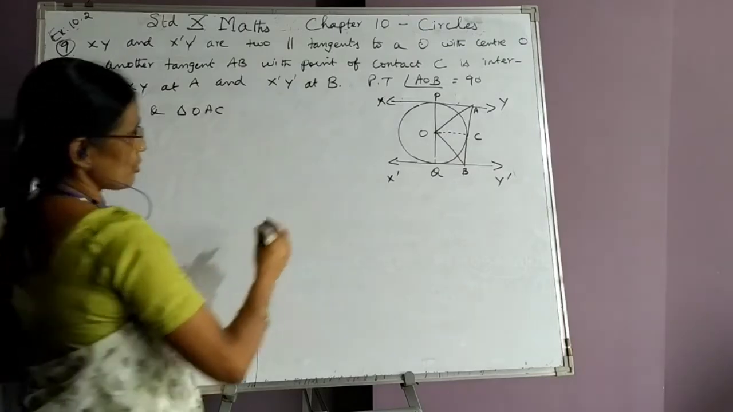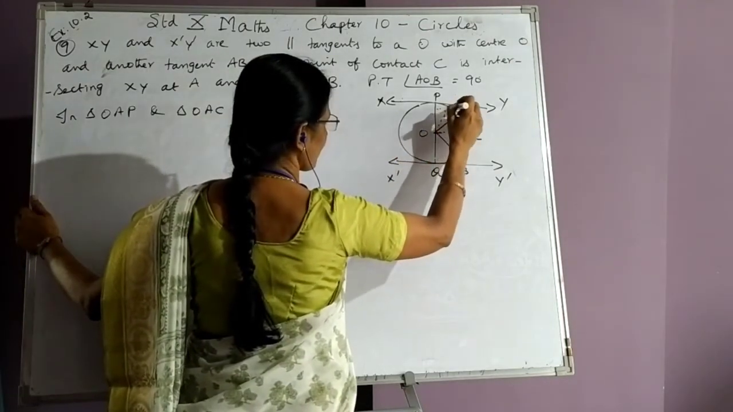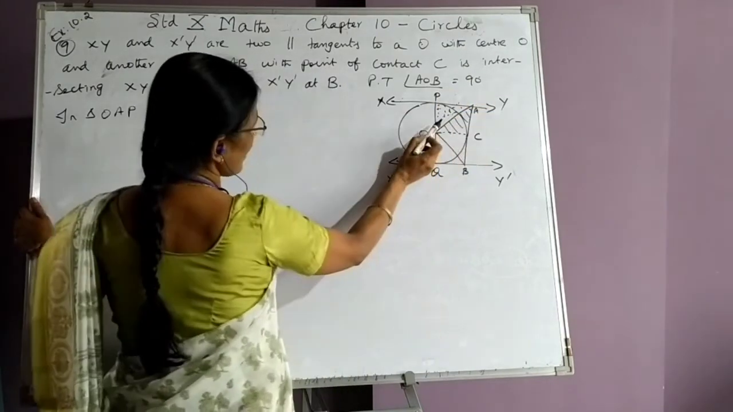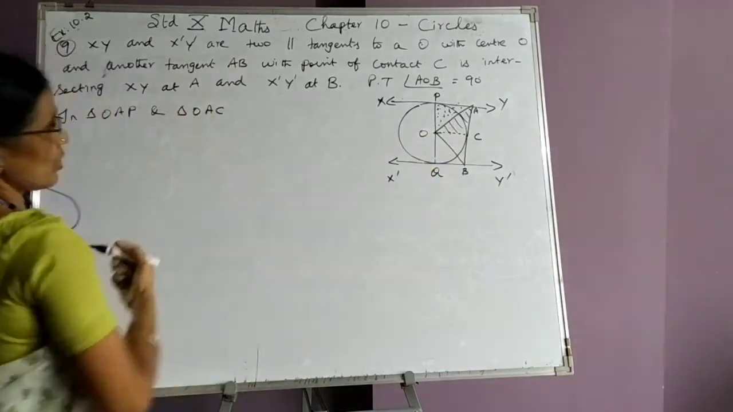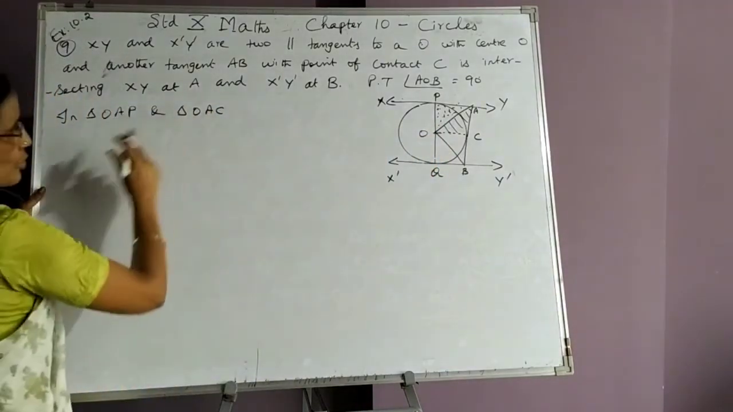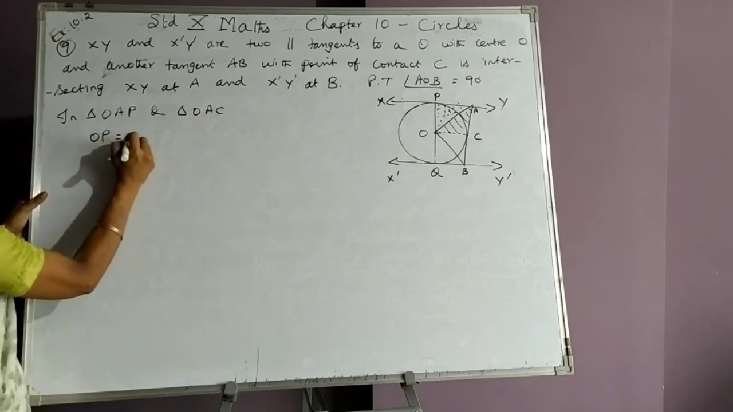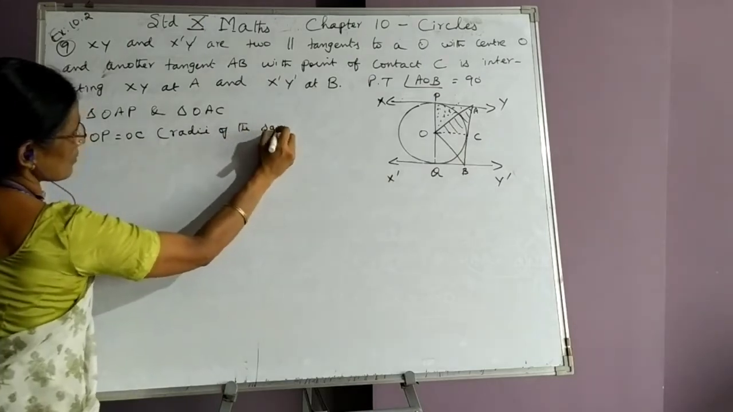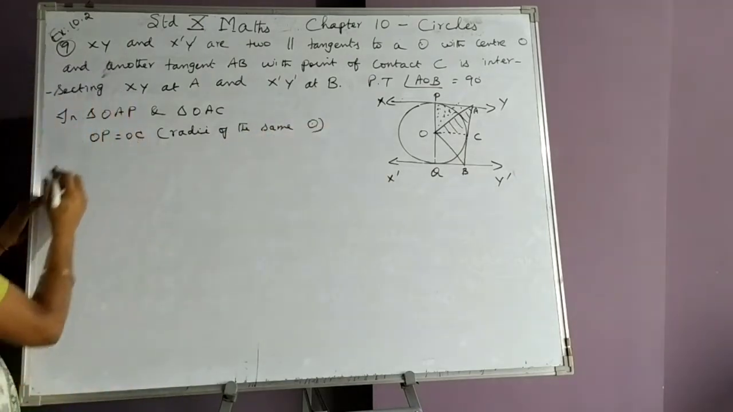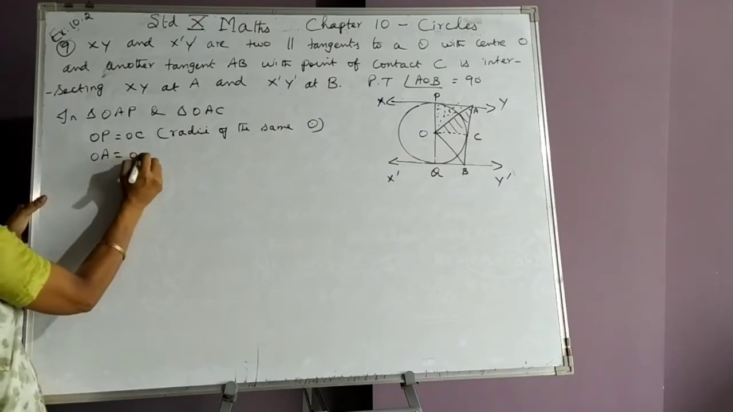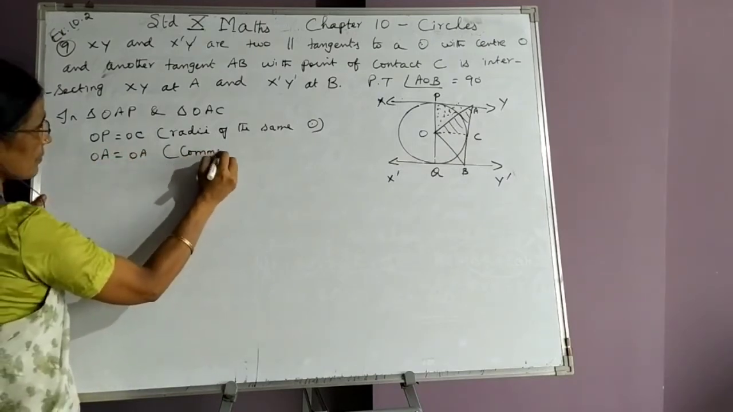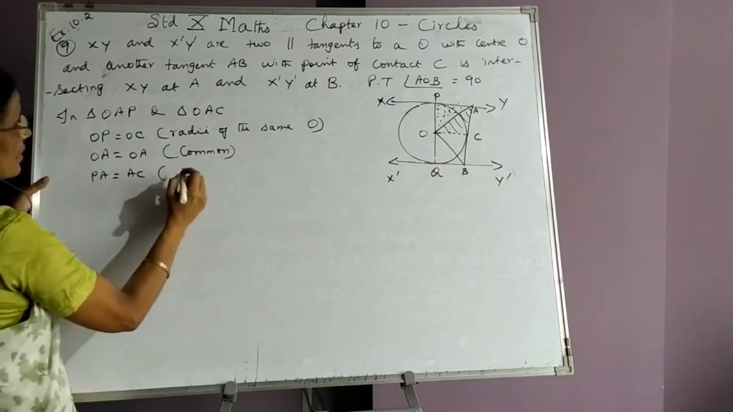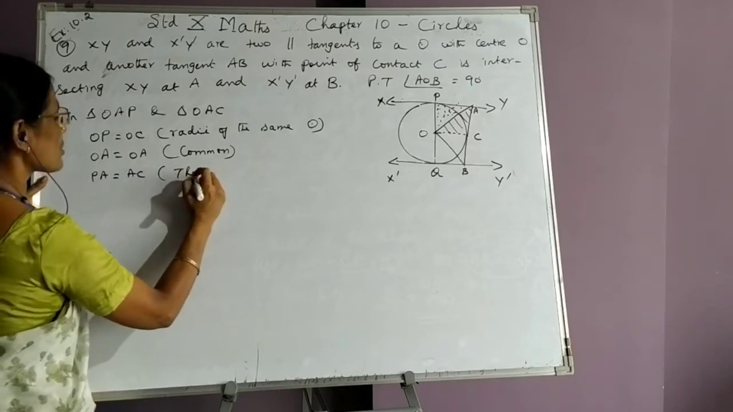So here first we are going to take triangle OAP, this triangle, and triangle OAC. By proving these two triangles congruent, we are going to proceed the proof. So in these two triangles, OP equal to OC, the reason is radii of the same circle. OA equal to OA, it is common. PA equal to AC, the reason is theorem 10.2.